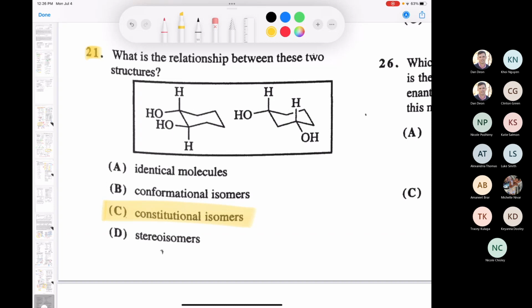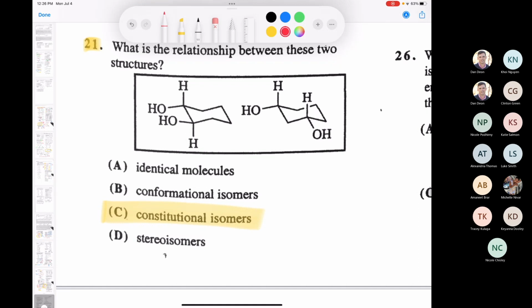My students are saying these two compounds have the same molecular formula, but they have different connectivity. All right, so they're constitutional isomers. Good. Let's try one more stereochemistry problem.